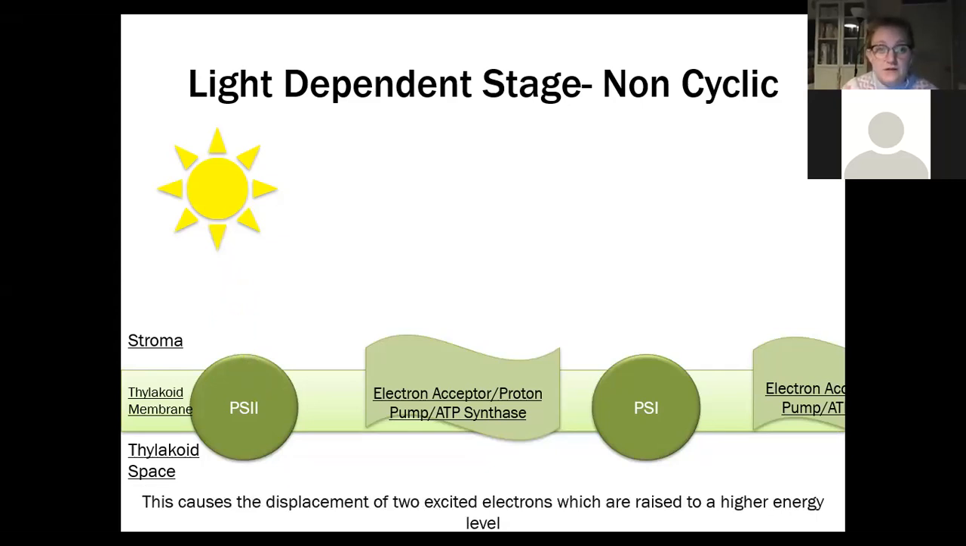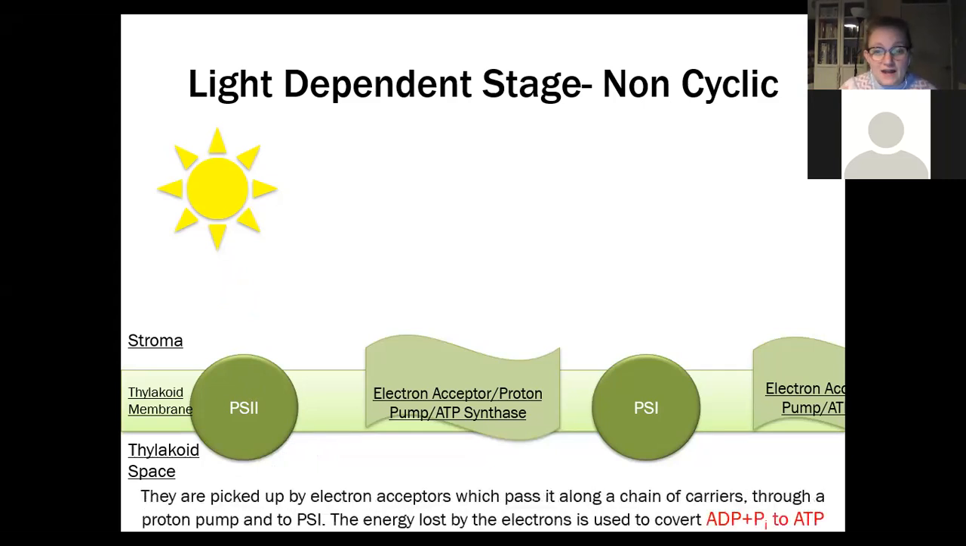This excites those two electrons, which are raised to a higher energy level and taken in by an electron acceptor. They are picked up by electron acceptors and passed along the electron transport chain down to photosystem 1. The energy lost by those electrons as they go down the chain is used to convert adenosine diphosphate and an inorganic phosphate to ATP. So we make ATP, and those two electrons have arrived at photosystem 1.